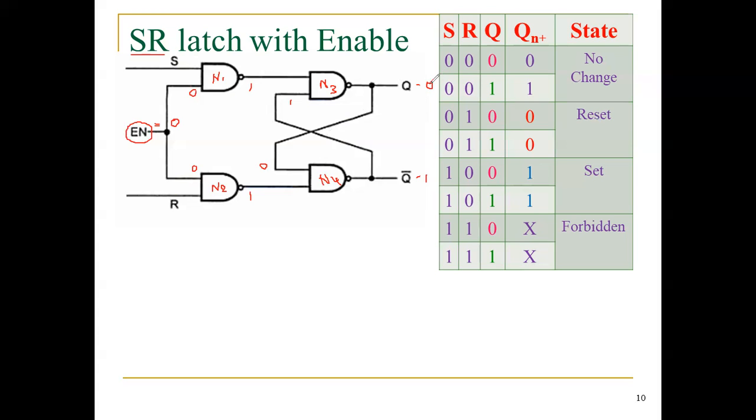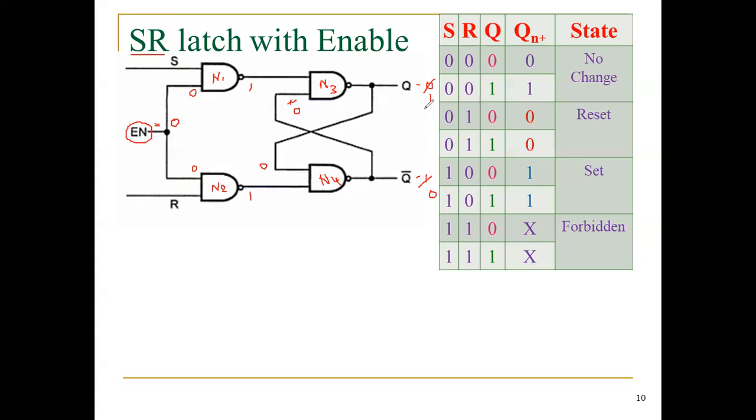Okay, now I'm considering the initial condition as 1 instead of 0, that means Q is 1, hence Q bar equals 0. Please listen, I am assuming the second condition, my Q output equals 1, hence the Q bar equals 0. Since this Q bar equals 0, it comes to here, it comes to here now. What will happen? One of the inputs of my N3 equals 0, therefore the output equals 1.